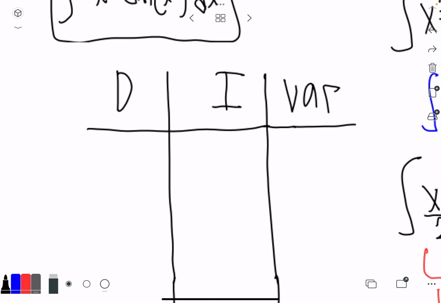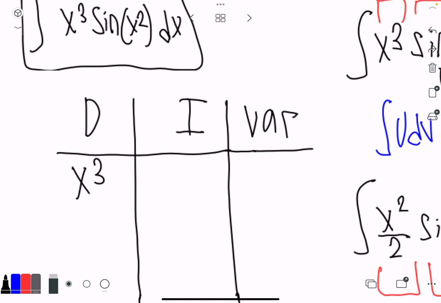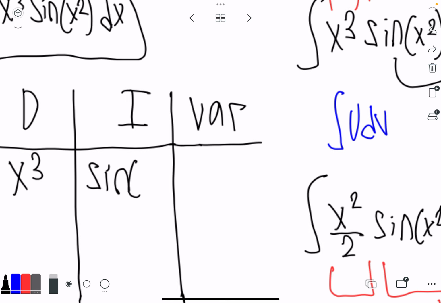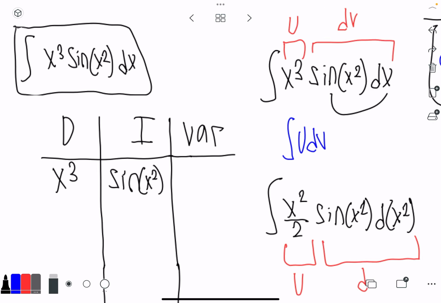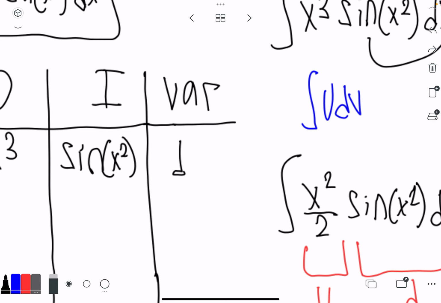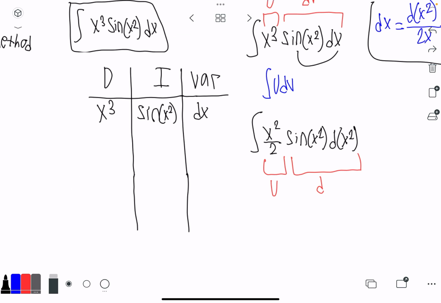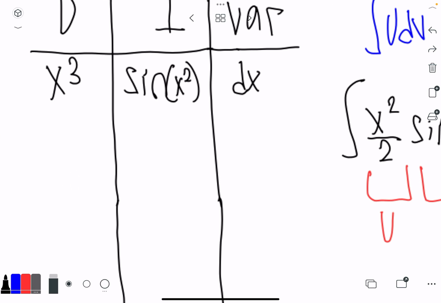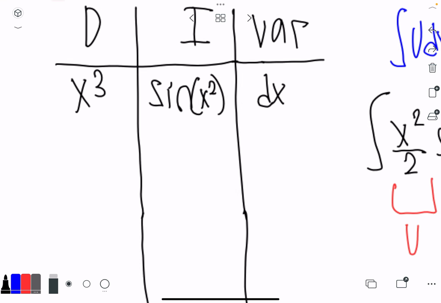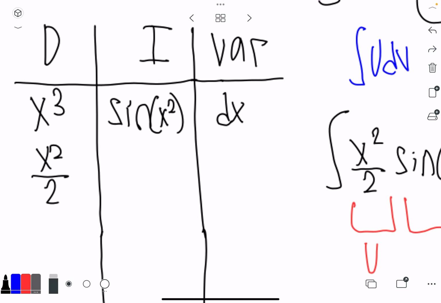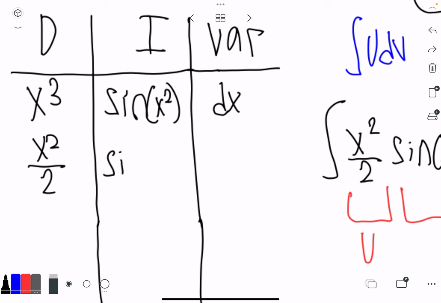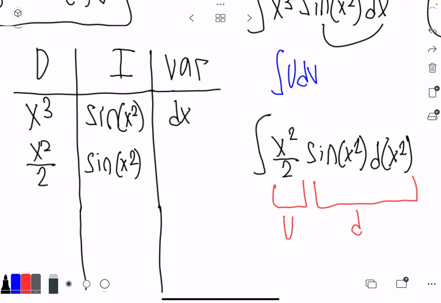So first, you just write your initial integral. You'll differentiate this part and you'll integrate this part. And you know your variable of integration, which is dx. And now you just rewrite it underneath this initial one. x squared over 2. You'll differentiate that. You will integrate sine x squared, not with respect to dx, but with respect to dx squared.